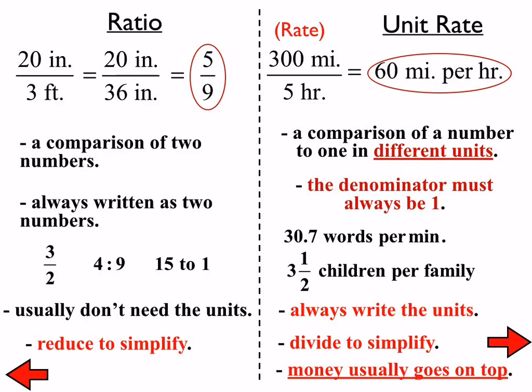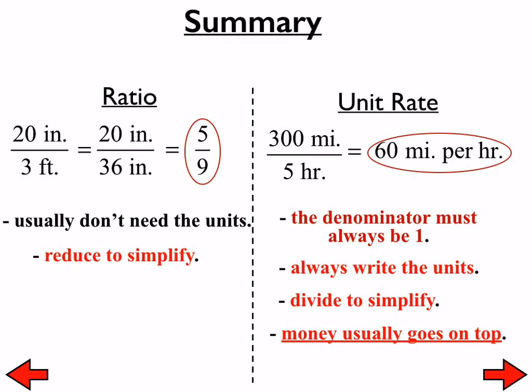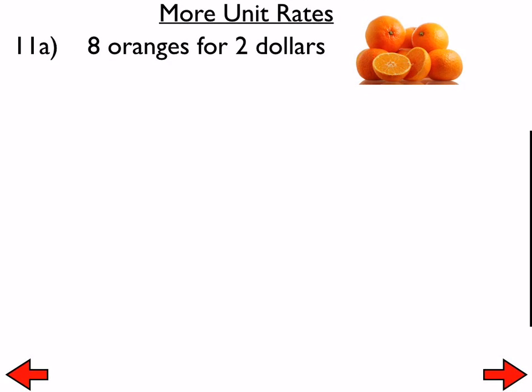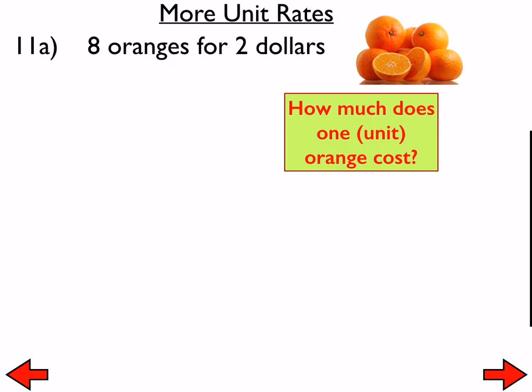So if you look at number 11, the statement is 8 oranges for $2. The question is, well, one question is, how much does 1 orange cost? I'd like you to figure that out. Now, of course, most of you can do that in your head. How much does 1 orange cost?